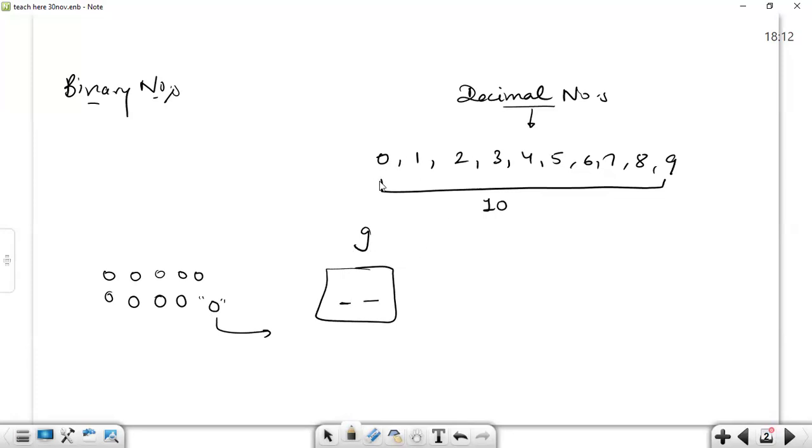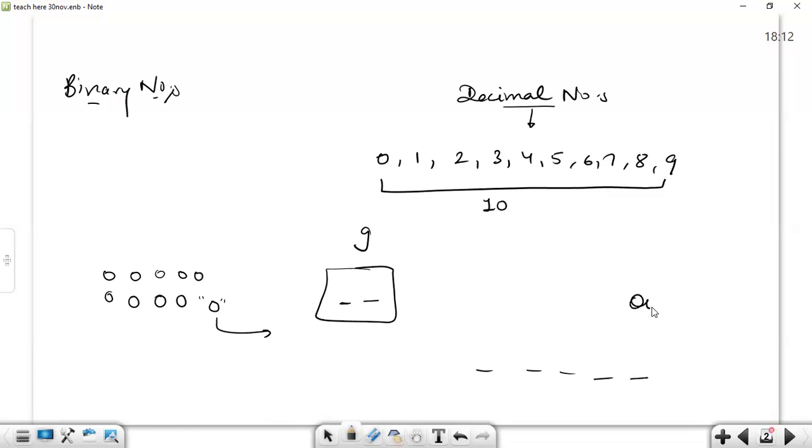Because we have only 10 digits, and we have utilized 0, 1, 2, 3, every digit. Now there's no other digit left. Okay, understood? That's why we have to use a second digit, the second place, the left place. So in the number system, it was like this.